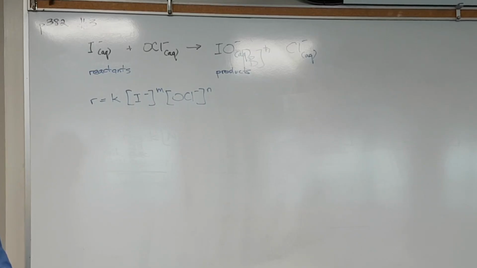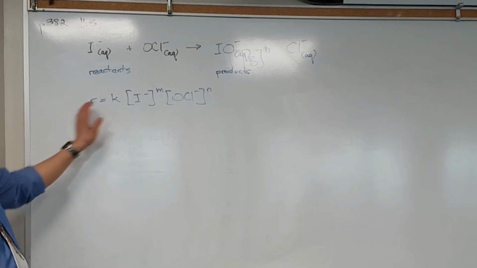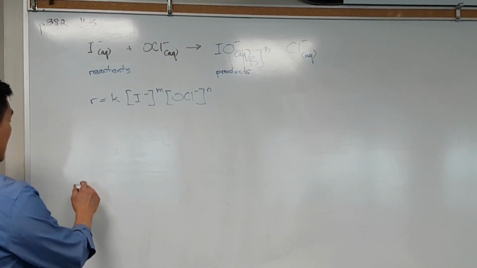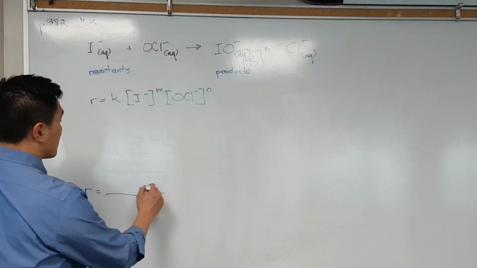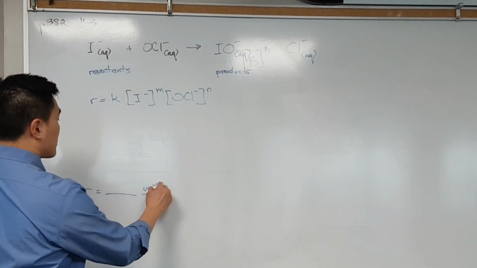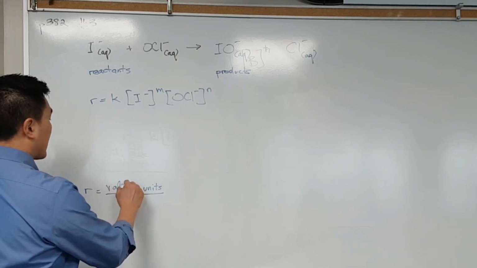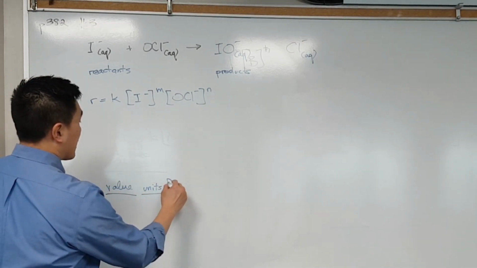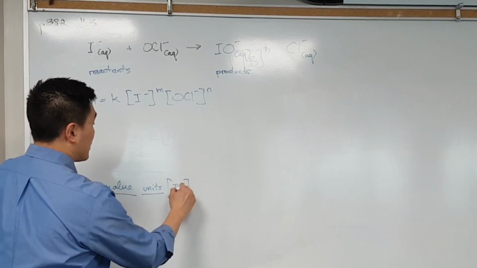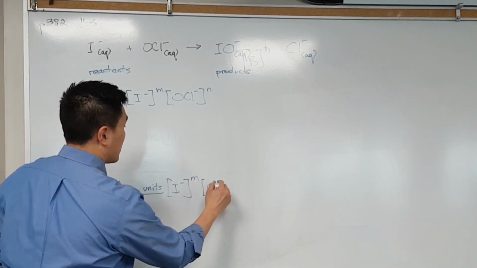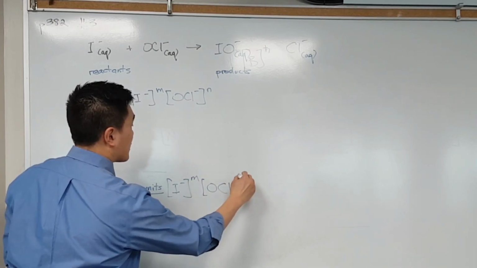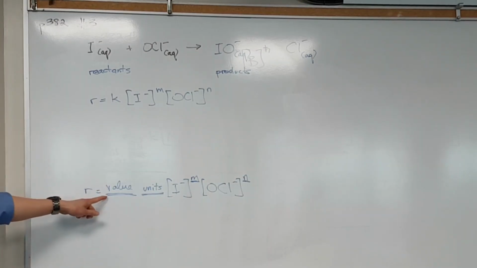All right. So what is the rate law equation for this reaction? The rate law equation is going to be all of this. I'm going to have an R equals. We have a number there with the units. So this is a value for K with the units. Then I'm going to have the I minus. I'm going to have a number here where the M is. And I'm going to have another number here where the N is. That's what a rate law equation should look like.